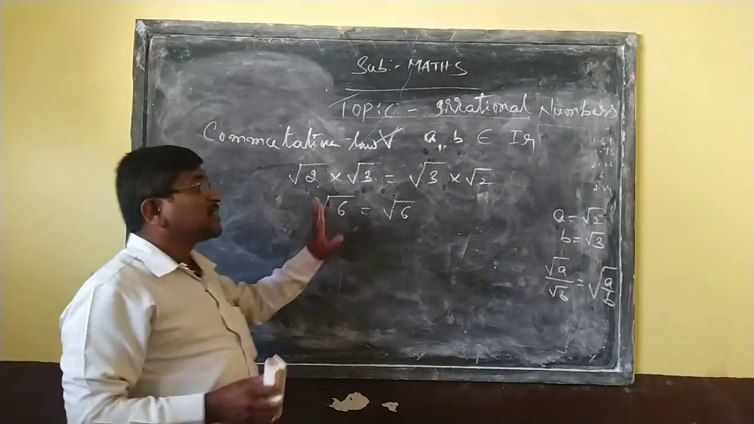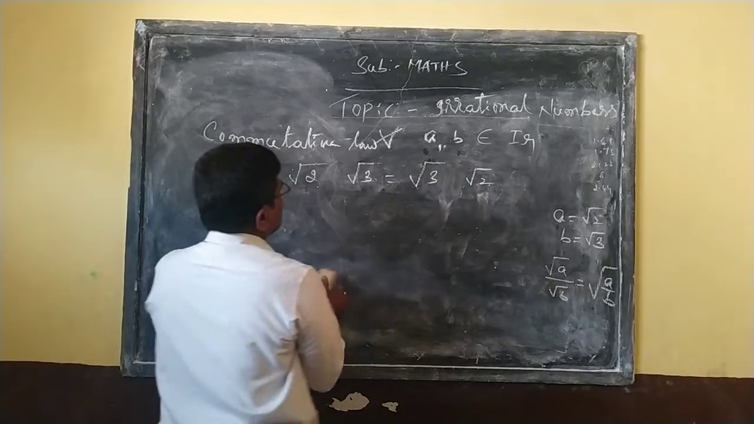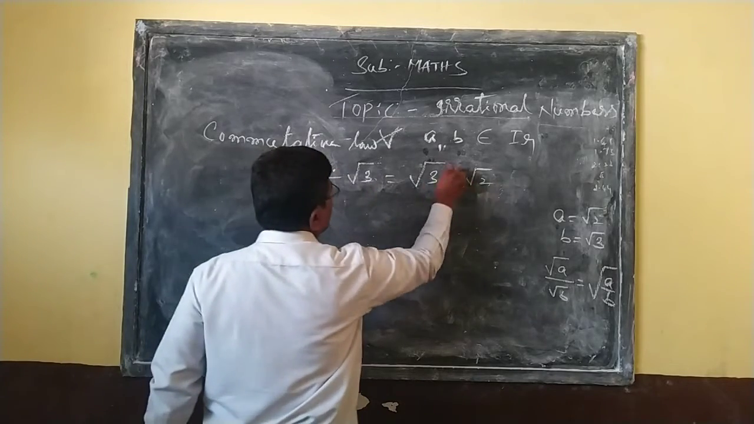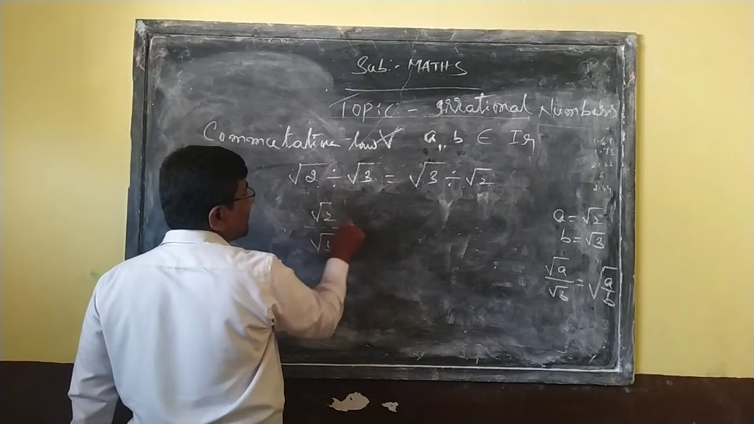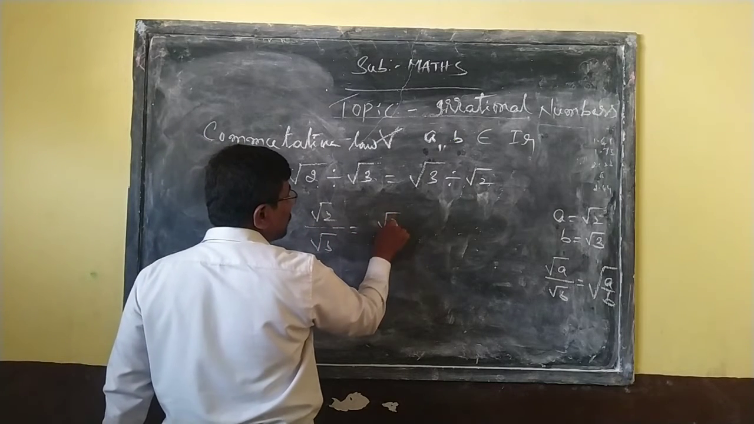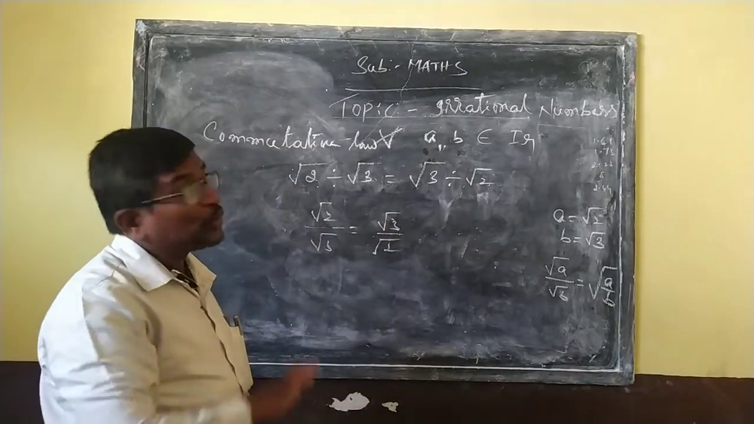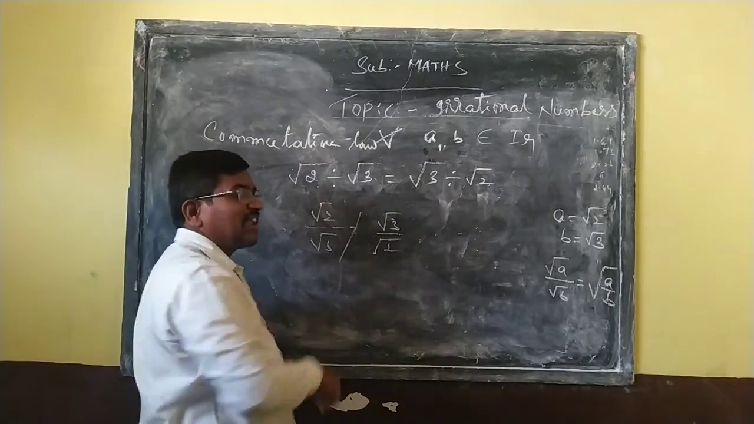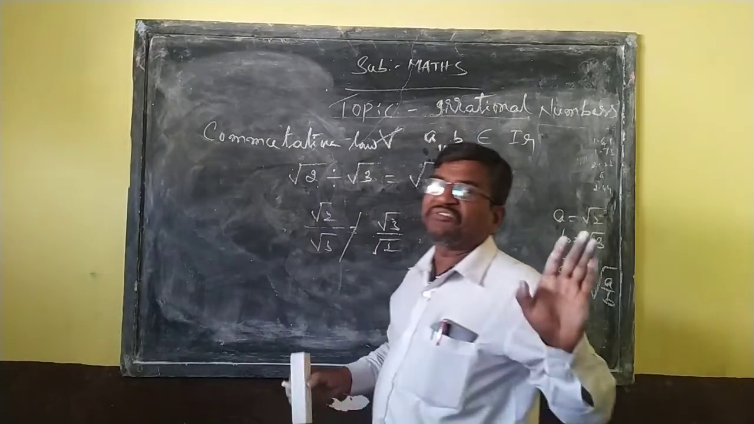Again, here division is not satisfied. Why? Check it, division. So what happened here? Root 2 by root 3, and see here, root 3 by root 2. Are they equal? No, never. Subtraction and division are not satisfied.